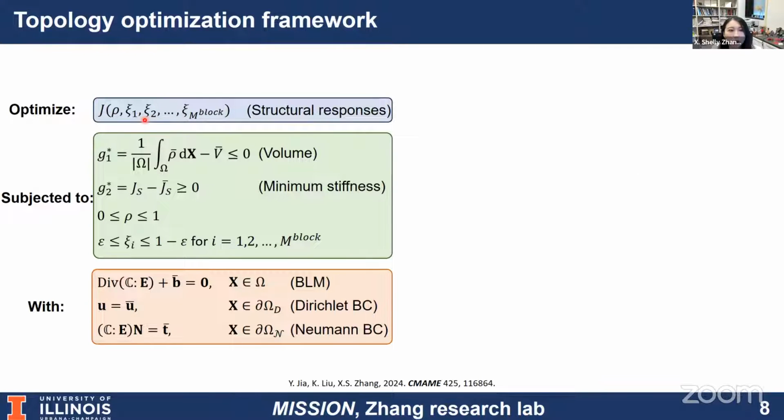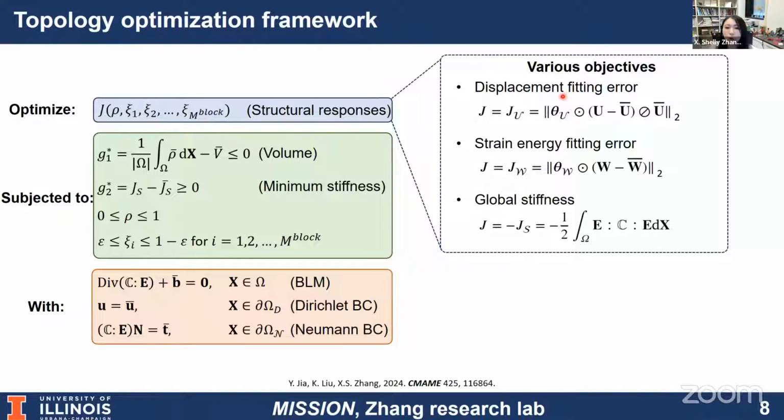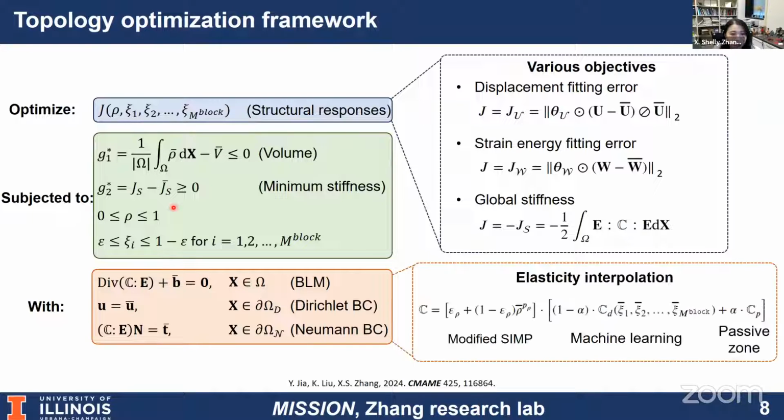And in terms of the objective function, we work on various different types. It has the displacement control, the strain energy density distribution, or maximization of global stiffness. So for constraints, we have the commonly used volume constraint and the minimal stiffness constraint, and they are used for some examples. All right, so finally, we have the static equilibrium, and the elasticity tensor is calculated through the SIMP, as well as the machine learning model that we just established.